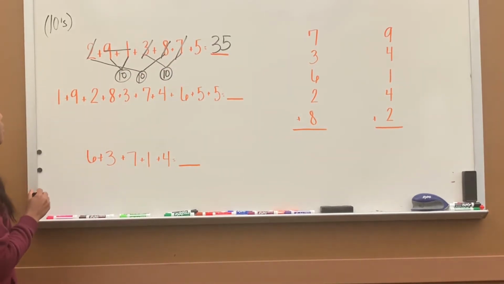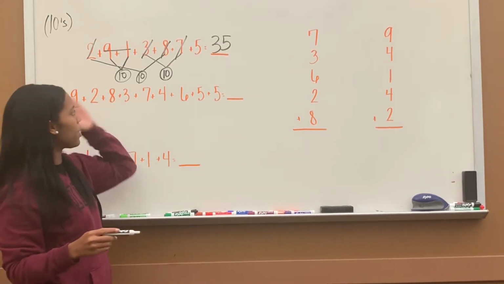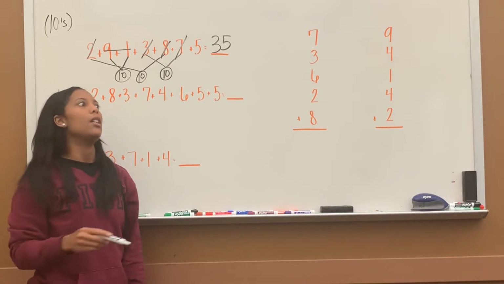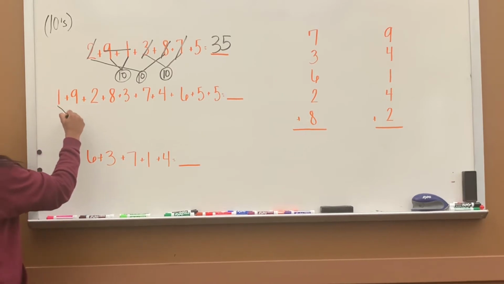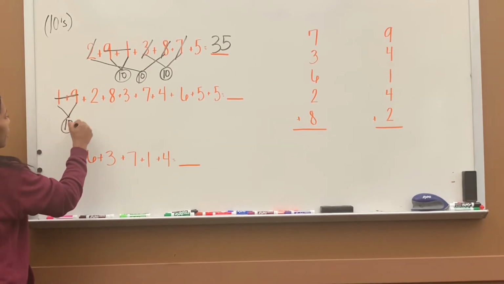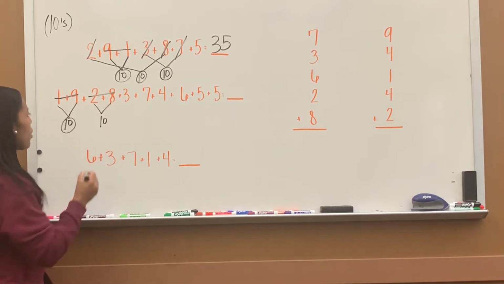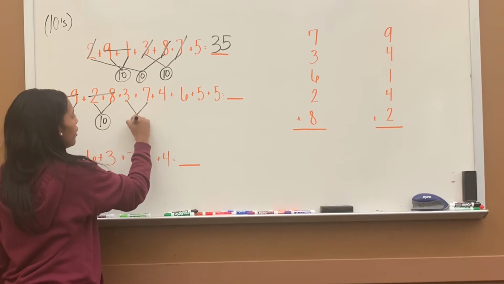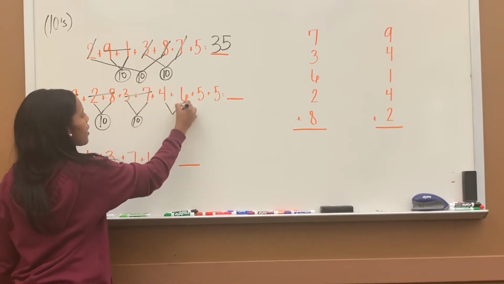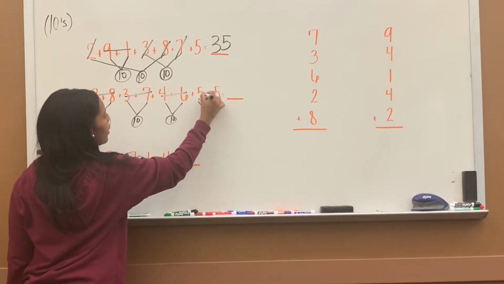Okay? Let's do this one. So we have 1 plus 9 plus 2 plus 8 plus 3 plus 7 plus 4 plus 6 plus 5 plus 5. Whew, that's a lot. But this one's super easy. Let's go ahead and add our tens. So we have 1 plus 9 right off the bat, 10. 2 plus 8, 10. Remember to cross it out once you find your 10. 3 plus 7, 10. 4 plus 6 is a 10. All of these were 10s actually. And then 5 and 5 is a 10.